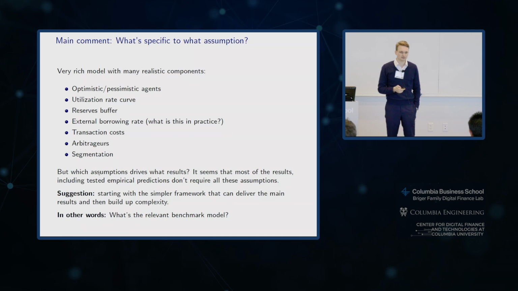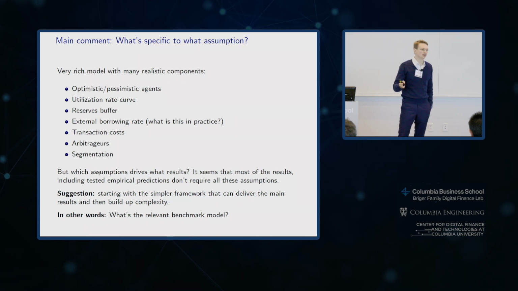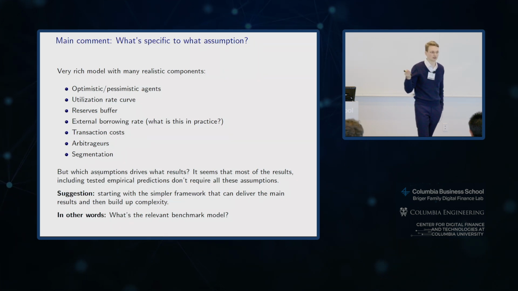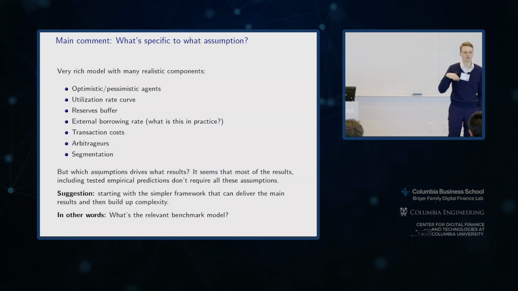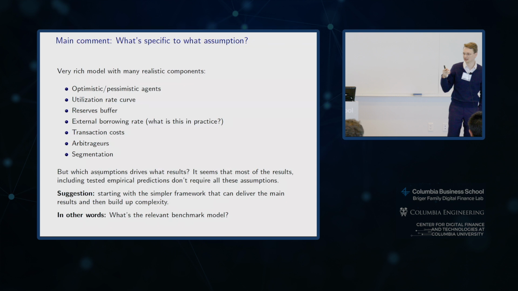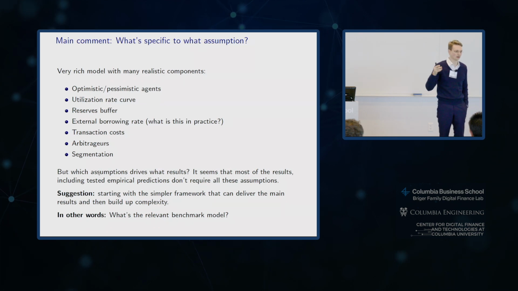Okay, so I will start with my comments, and I have really one main comment, which is that I think in the modeling part of the paper, it's sometimes a bit unclear which result depends on which specific assumption. So the model is very rich, and it has very realistic components, which is a good thing. But then it's sometimes a bit difficult to understand what's going on within the model.